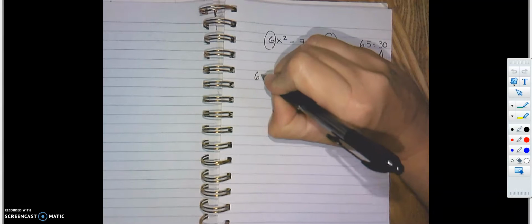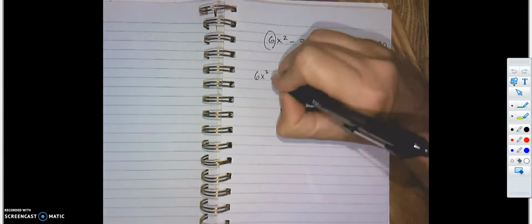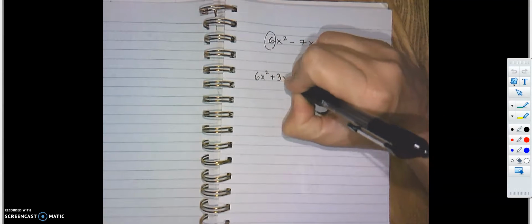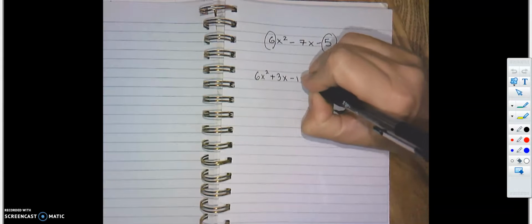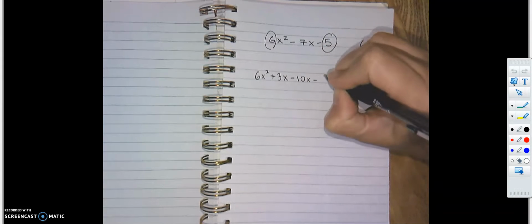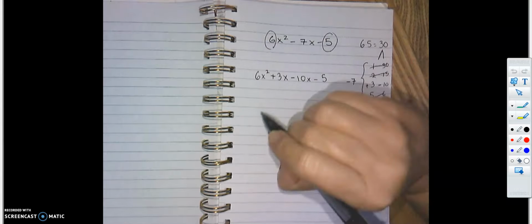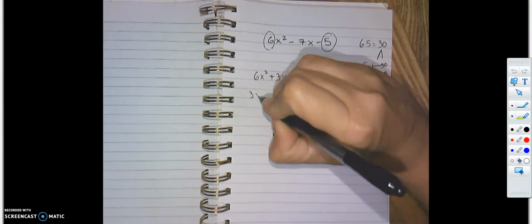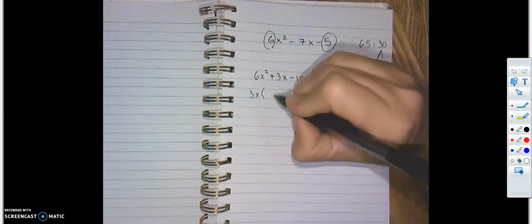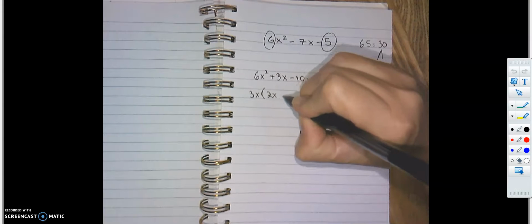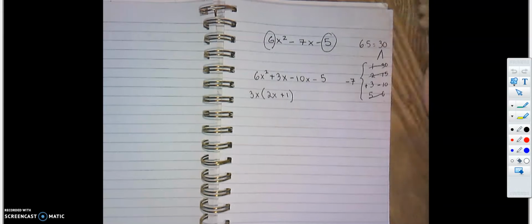If you rewrite it out, so 6x squared plus 3x minus 10x minus 5. Okay, look at the first 2 terms. What have they got in common? So this time they have 3x in common. So if we take out 3x, you're left with 2x plus 1.